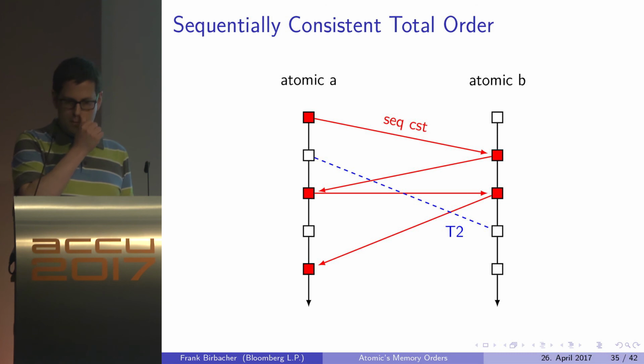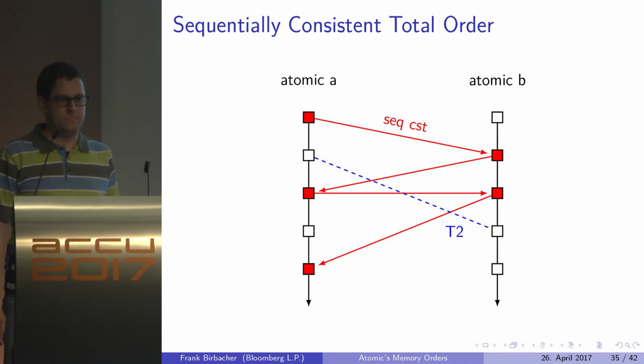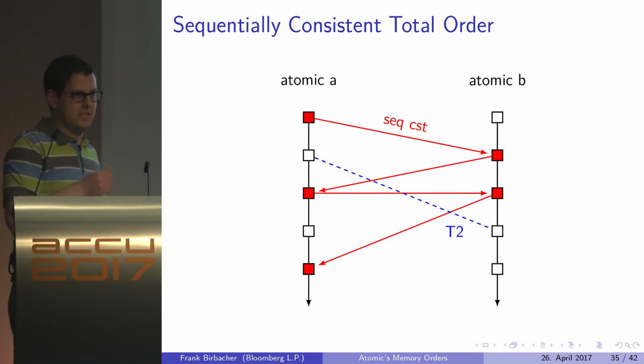So if in this example we have a couple of red modifications, then we see it contradicts reading for T2, because if it actually observed a newer value for B here on this end, if it observed this value, which comes after this value in this modification order, then it must not read any value for this atomic older than that red square. It at least needs to see that value or a newer one. Does it make sense?